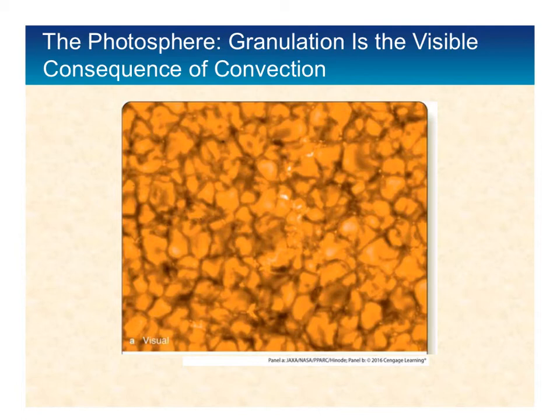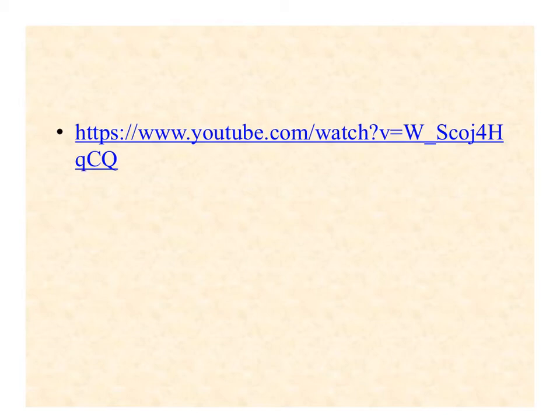So here is another image of that granulation. I know this looks very small. It looks like grains of sand. These are all about the size of Texas or the US. And these are constantly moving. The sun is not static. So this would be a constant movement and bursting of bubbles. And I have a little video here we'll watch in class.